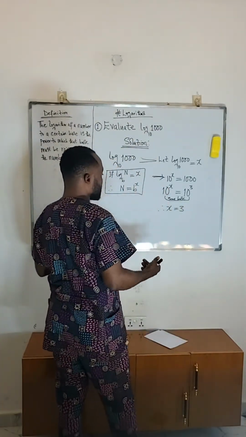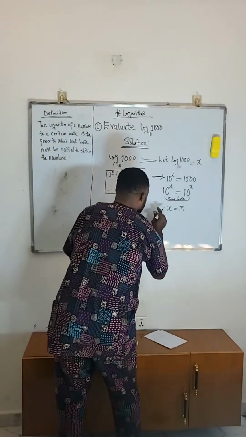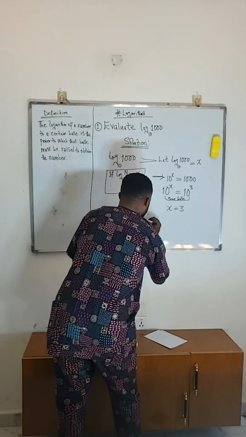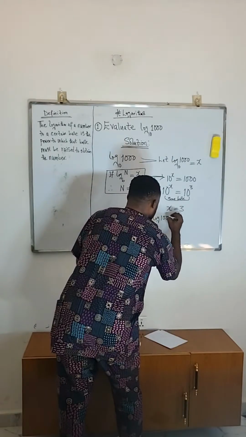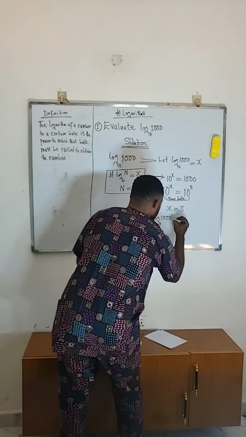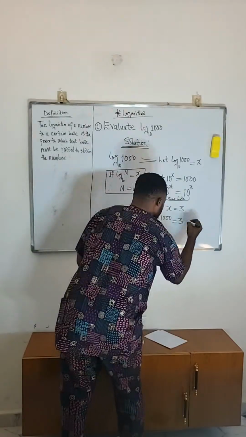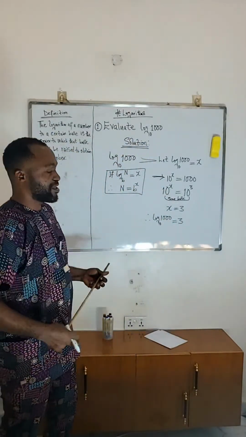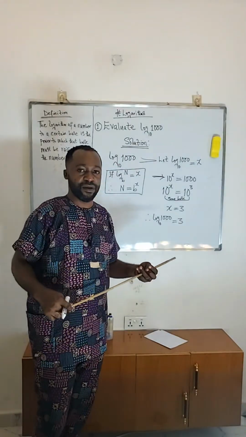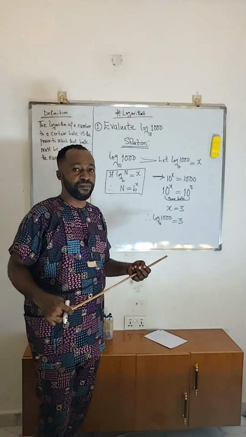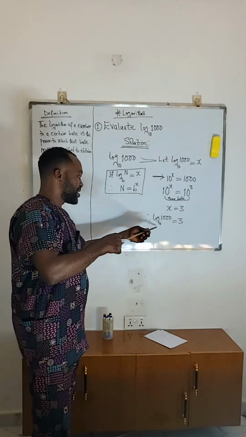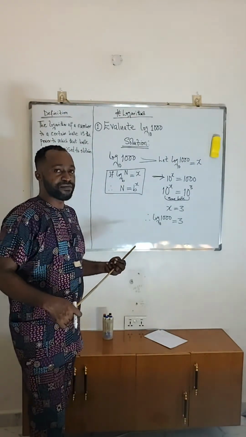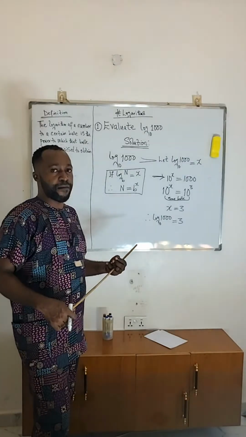So we can finally say therefore log 1000 in base 10 equals 3. This is the solution to that. So log 1000 in base 10 equals 3.